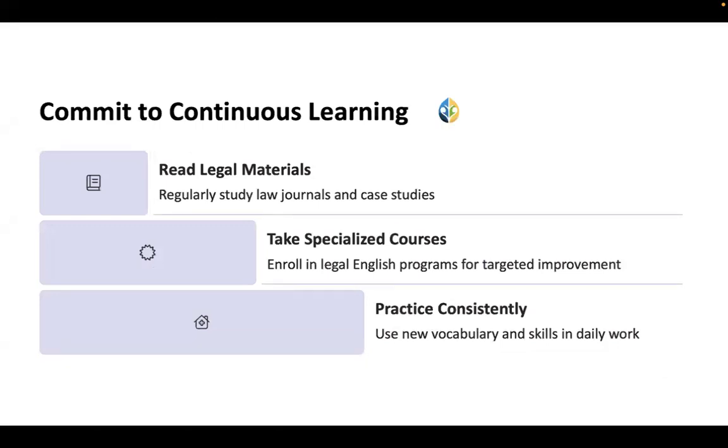Commit to continuous learning. This is actually what is referred to as a soft skill in the United States environment. Someone who is committed to continuous learning is deemed a valuable employee or partner. So how do we do this? We read legal materials, regularly study law journals and case studies, take specialized courses, and enroll in legal English programs for targeted improvement. Practice consistently: use new vocabulary and skills in daily work. Part of practicing is using what you learn in a real environment, and sometimes you will make mistakes and you will learn from them.